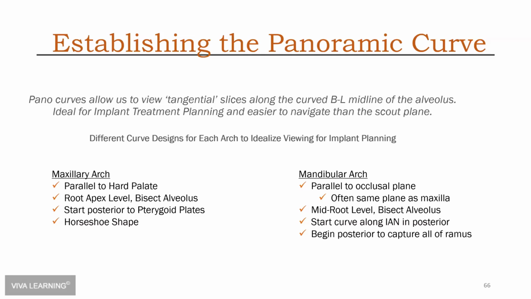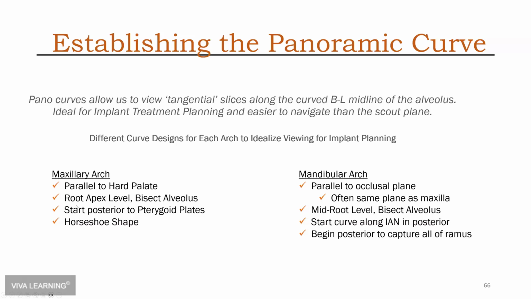Now, one thing to consider is that each arch is a different shape. So some machines will have a kind of combined pano curve. You'll just have one pano curve, and it'll kind of have to split the difference, but that means neither of them are ideal. In AIS software with Acteon, you have a maxillary plan and a mandibular plan, and what that allows you to do is use the most appropriate shaped pano curve for each arch because they're different shapes.